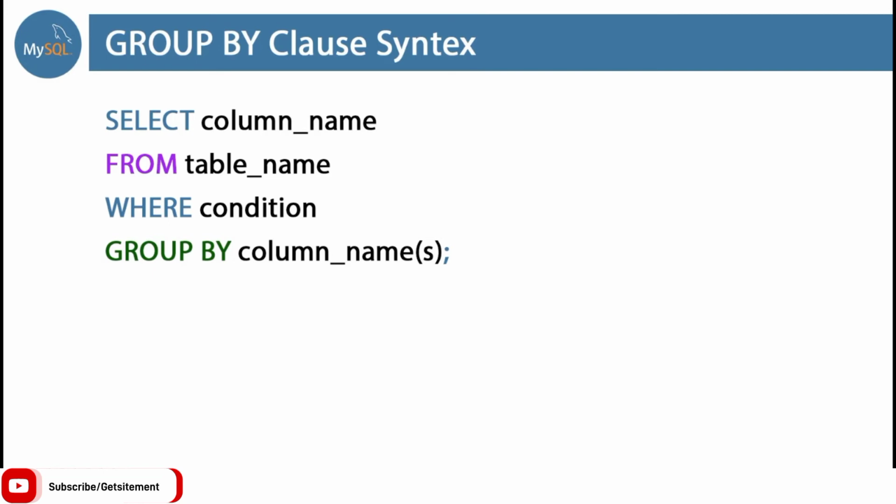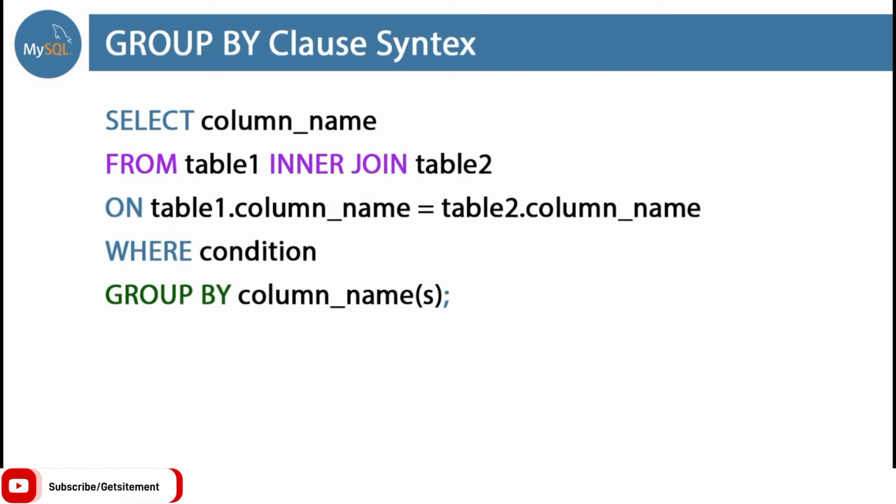And if we want to use group by with joins, we can. Let's see the syntax. Select column names from table 1, and if you want to use inner join, you can. Inner join table 2. Then on keyword. On table 1 dot column name, means foreign key, equal to table 2 dot column name, means primary key. And if you want to use condition, it's up to you. Last you need to type group by and you need to provide the column name. So let's start the practical and see how it works.